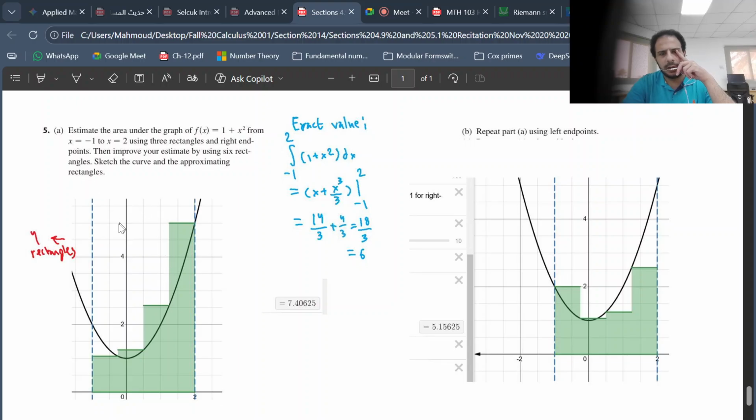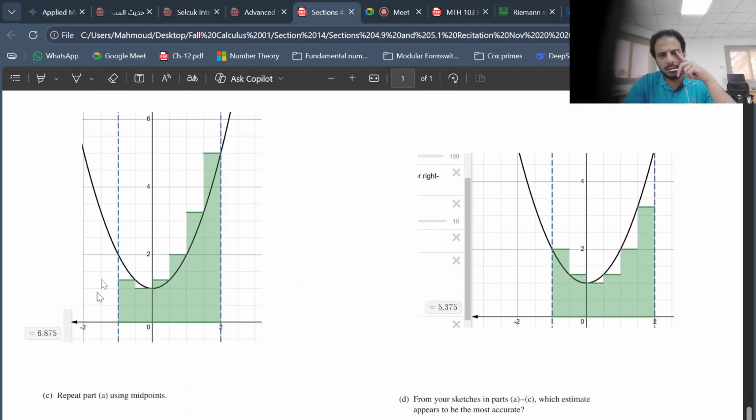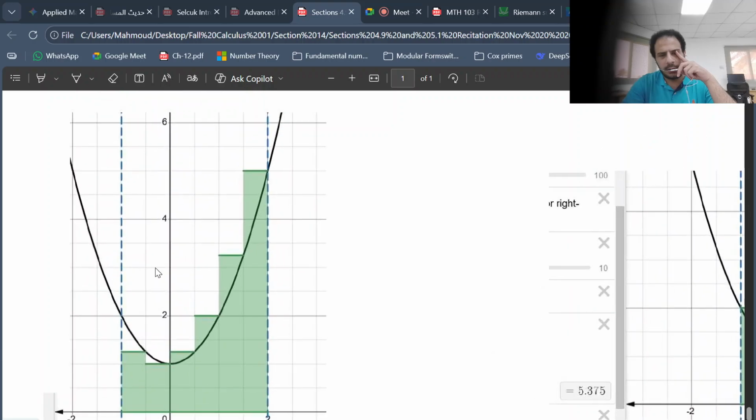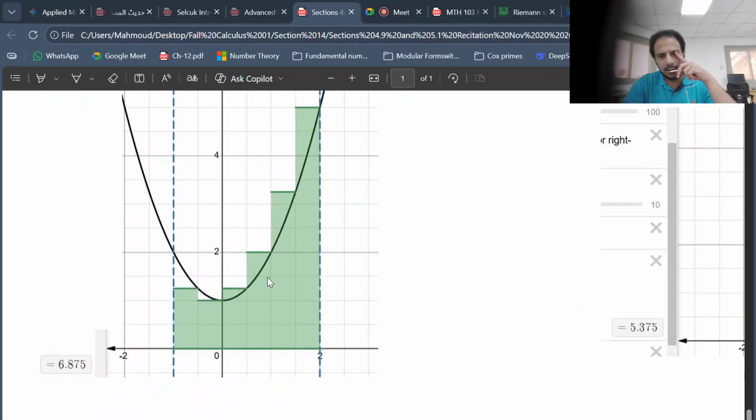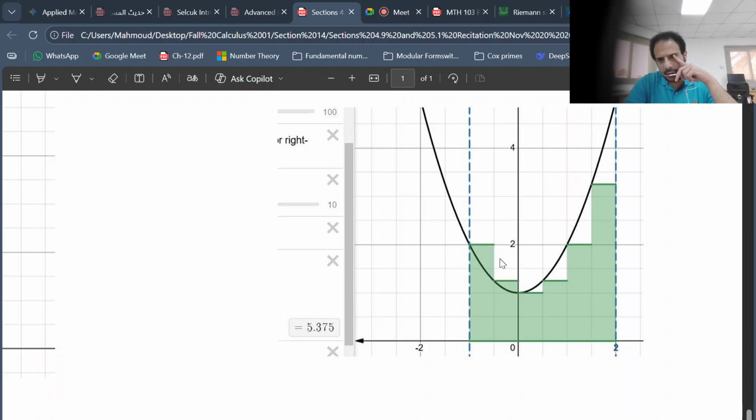Yes, it's right. Here right endpoints, here left endpoints. Down we have what? Same idea. We have right, but now how many rectangles? 6 now. We added more rectangles. So when you add more rectangles, you get a better answer. Remember, the exact answer is 6. So now it's better, right? 6.8. Here, using left endpoints, 6 rectangles, you get 5.3.